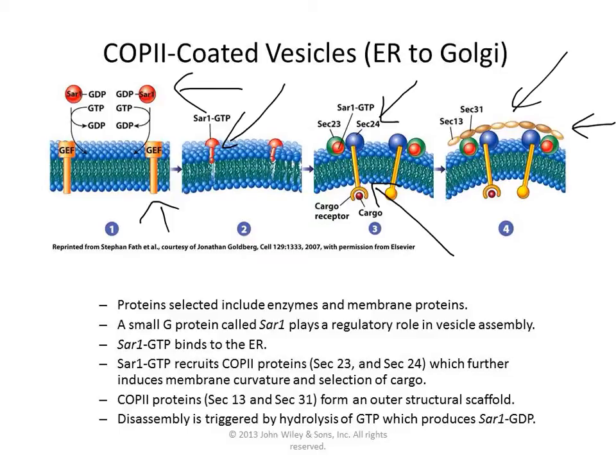Now, ultimately, the SEC13 and SEC31 will help form the full curvature. The vesicle will become released, and then disassembly of the coat then occurs due to hydrolysis of GTP on the SAR1 protein. Hydrolysis of GTP to GDP of SAR1 will lead to disassembly of the protein coat, which happens shortly after release of the vesicle.